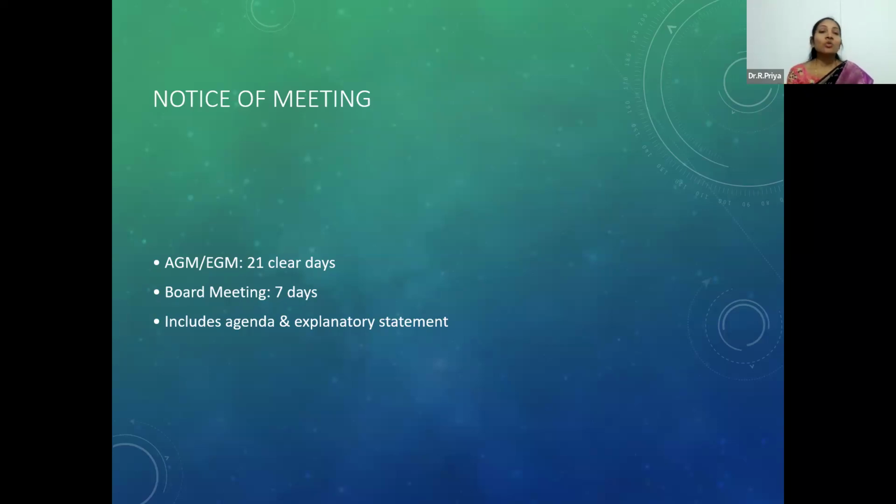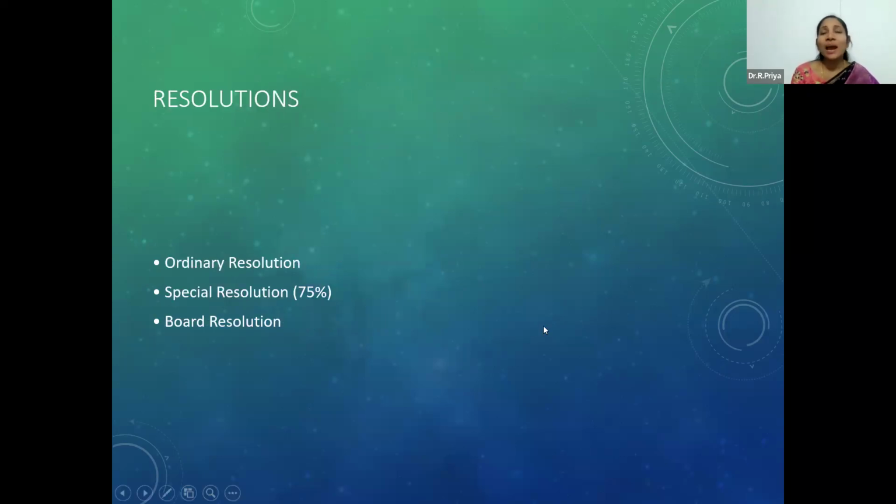This promotes transparency, prevents surprise decisions, and protects stakeholders' rights. Thus a notice of meeting is not merely a formality; it is a legal safeguard ensuring awareness, preparedness and legitimacy of corporate decisions. So now everyone should understand what a notice of meeting is, right?